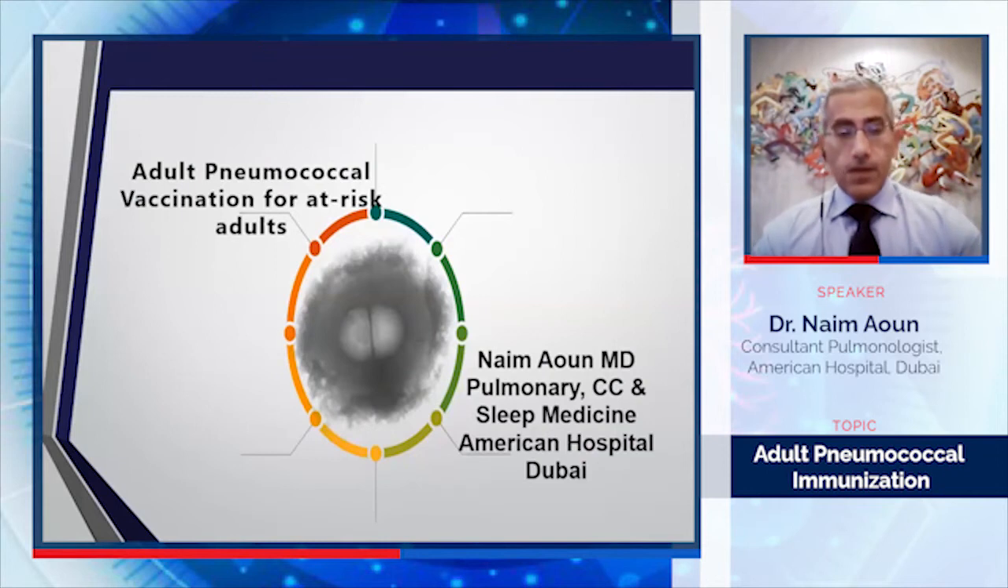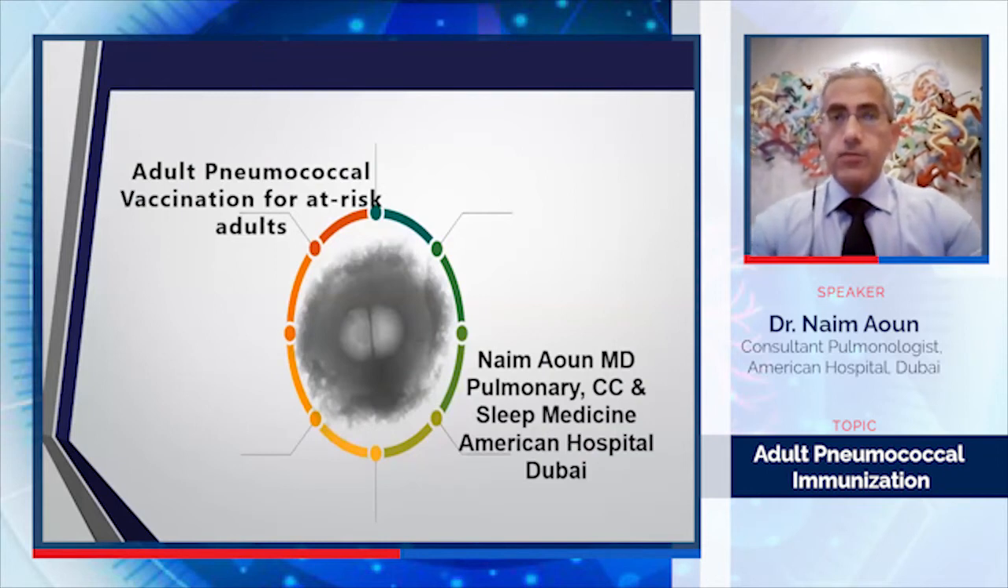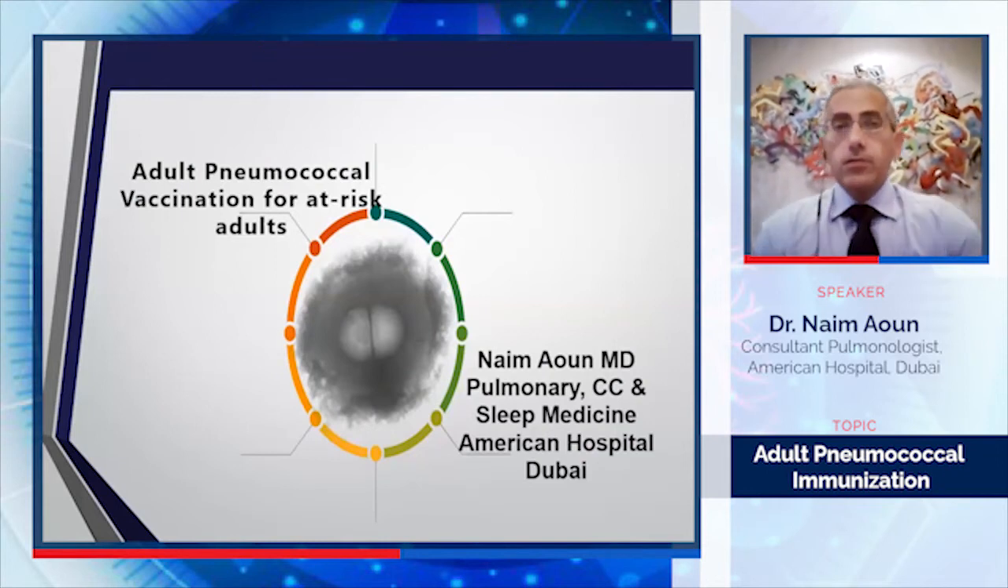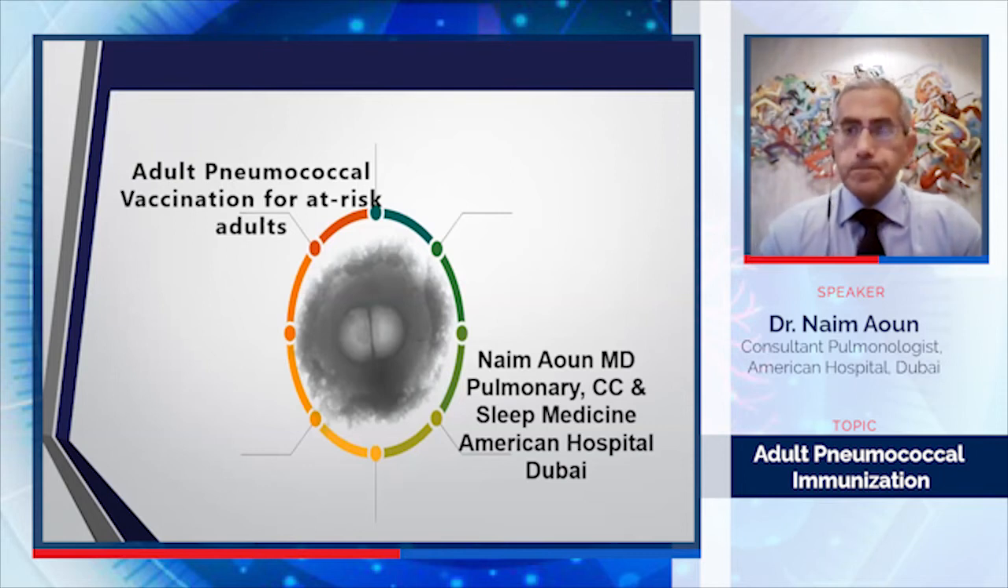Good evening, everybody, and thank you for having me tonight. So this is Dr. Naim Aoun. I'm a consultant in pulmonary critical care and sleep medicine at the American Hospital of Dubai. I'm here today to talk a little bit about adult pneumococcal vaccination for at-risk adults and a small overview about community-acquired pneumonia. So let's get started.